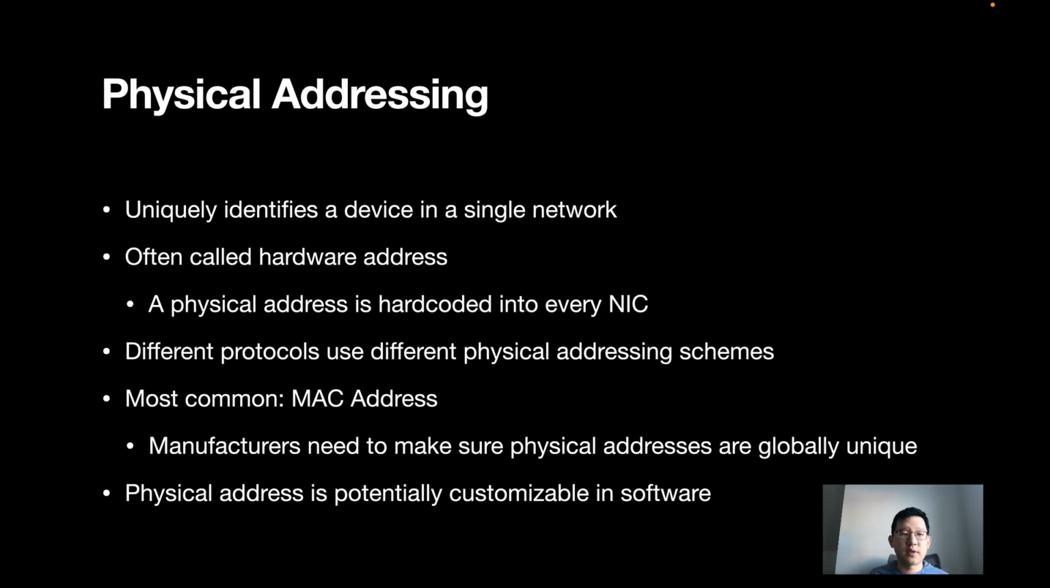Now, the physical addresses are often called hardware addresses, because the hardware or physical address is hard-coded into every NIC, which makes it unique. Different protocols use different physical addressing schemes, but the most common is called the MAC address, and you might be familiar with the MAC address from Ethernet networks, Wi-Fi networks, or even Bluetooth. Now, manufacturers need to make sure that physical addresses are globally unique because they cannot have duplicate addresses on a network.